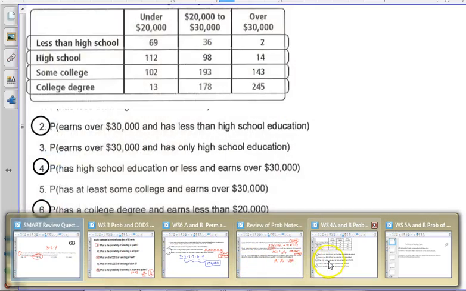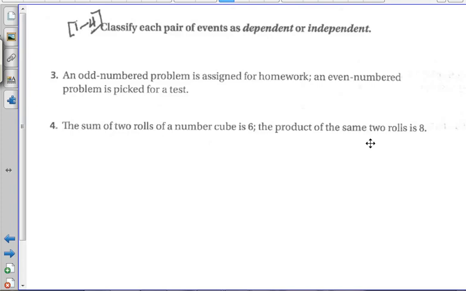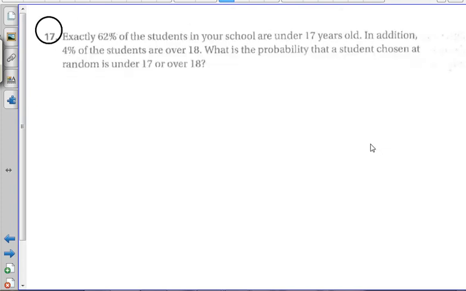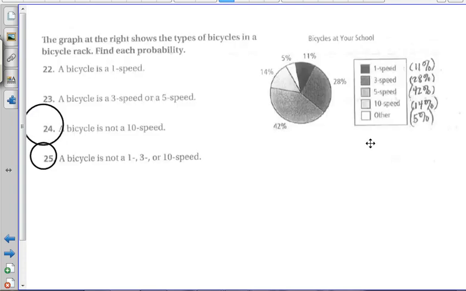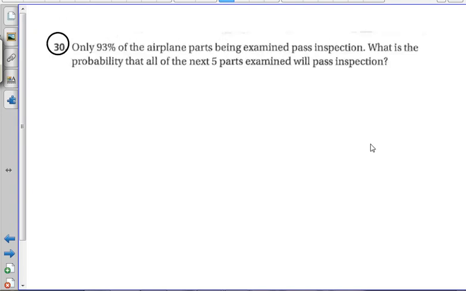5B, somebody has a question. I didn't review any of the parametrics or the, we could do a couple completing the square eccentricity questions quick, but what's on 5B that you have a question about? Only 93% of parts being examined pass inspection. What is the probability of all 5 of the next parts will pass? 93 to the 5th. Because it's independent. Each one is a 93% chance, okay?